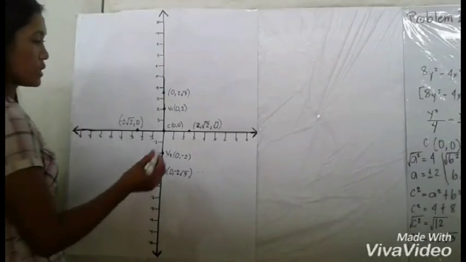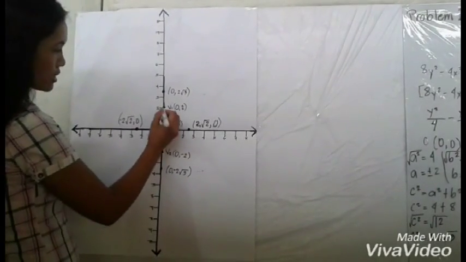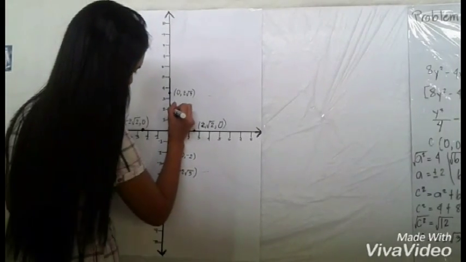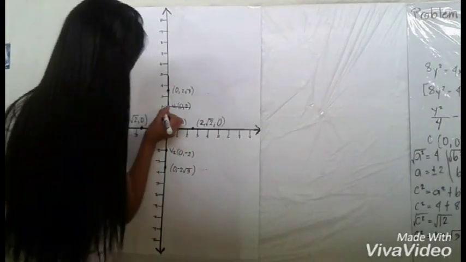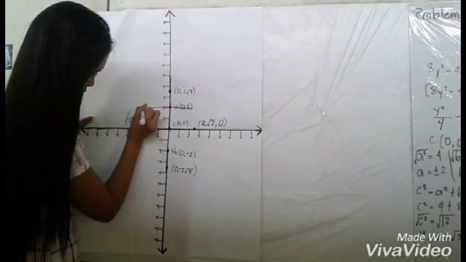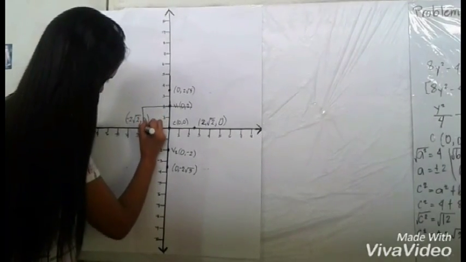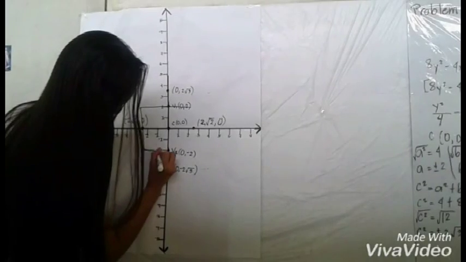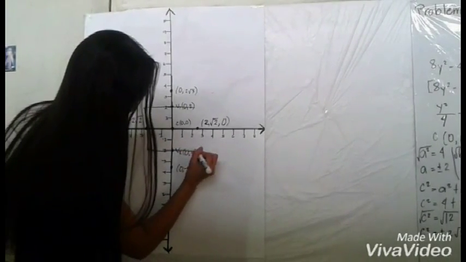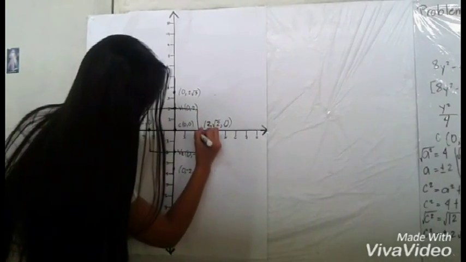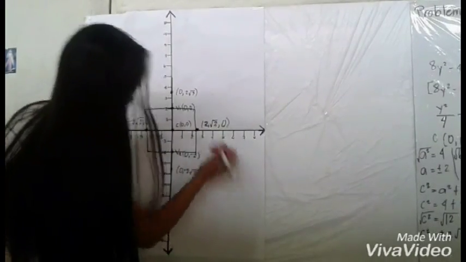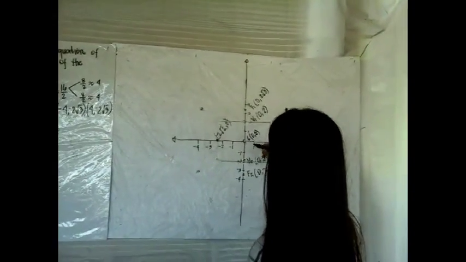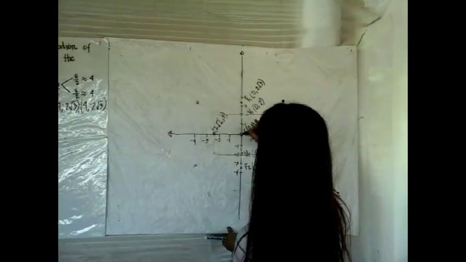We are going to connect the vertices and the conjugate axis endpoints in a rectangle shape. Now we're going to connect our asymptotes.